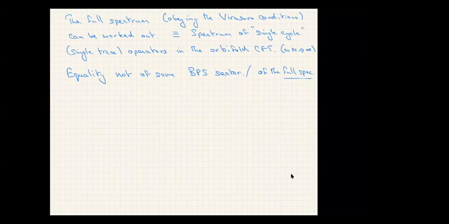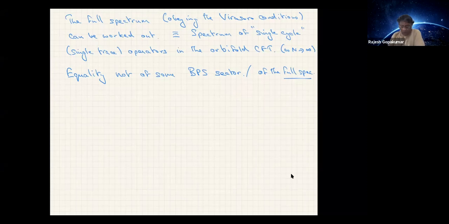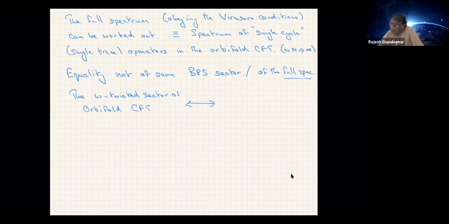I see. Thanks. One of the things we will need in this matching of the spectrum is the following. I made a bold statement about the equality of the spectrum, but you can refine it in many ways. One of the important refinements is that you can match in more detail: the W twisted sector of the orbifold CFT matches with the W spectrally flowed sector of the string theory.